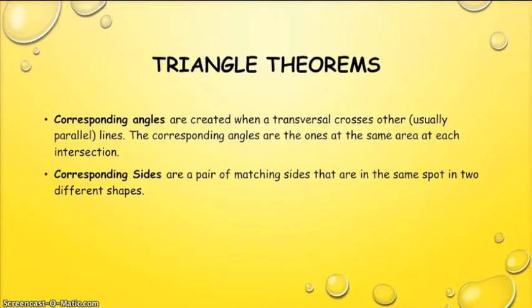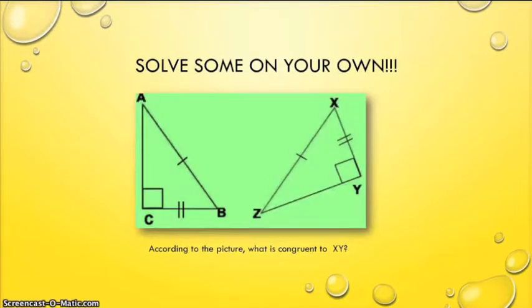Corresponding angles are created when a transversal crosses other, usually parallel, lines. The corresponding angles are the ones in the same area at each intersection. Corresponding sides are a pair of matching sides that are in the same spot in two different shapes. Solve some on your own. According to the picture, what is congruent to angle XY?